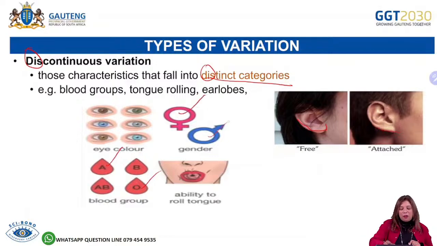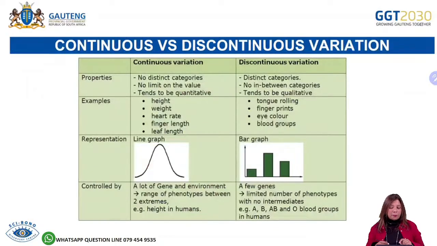It's either you're male or female. So these are distinct categories. It's either you can roll your tongue, like I can, or you can't. Okay? So discontinuous variation is the different types of variation. So how can we ask you this?